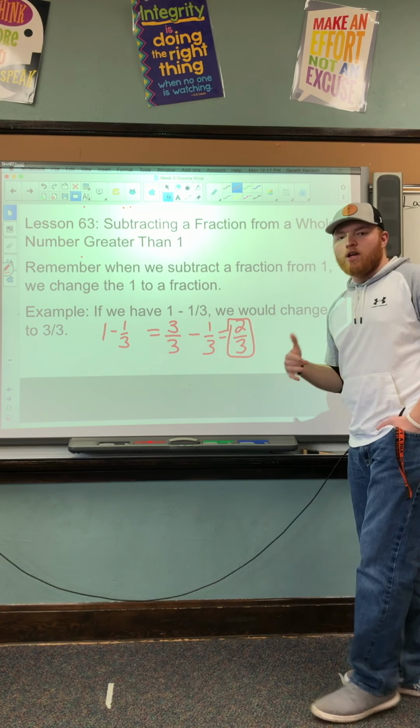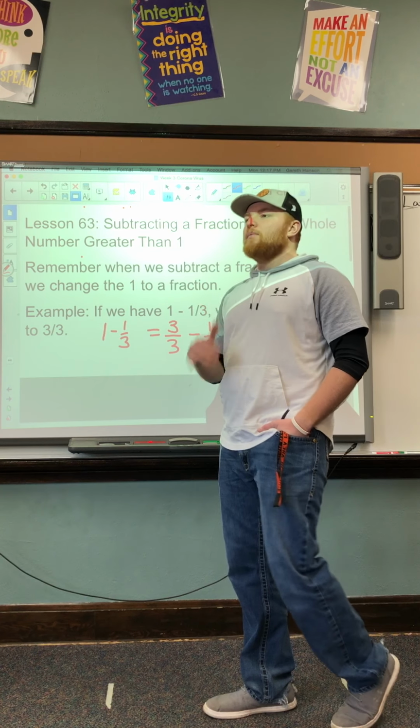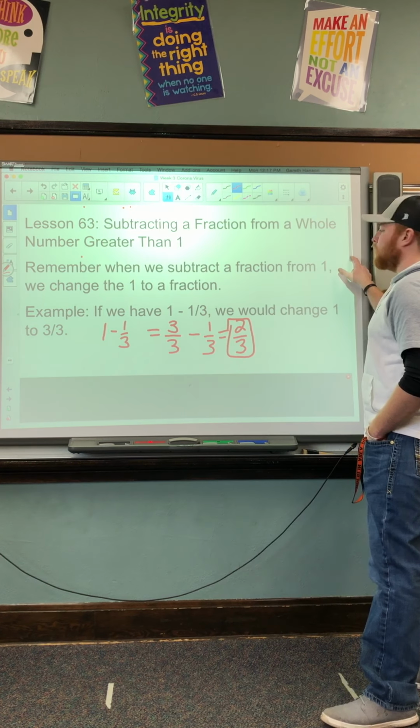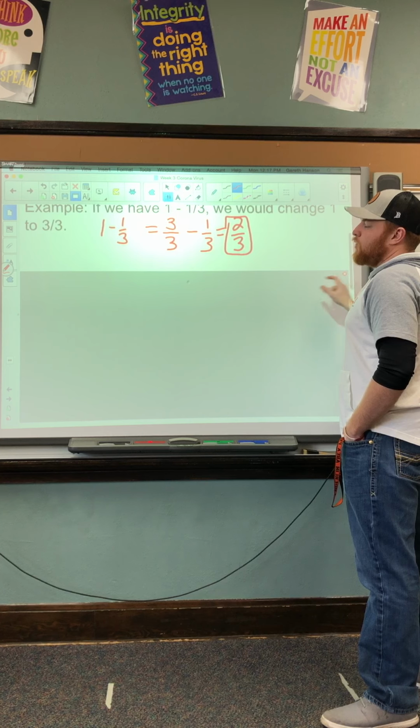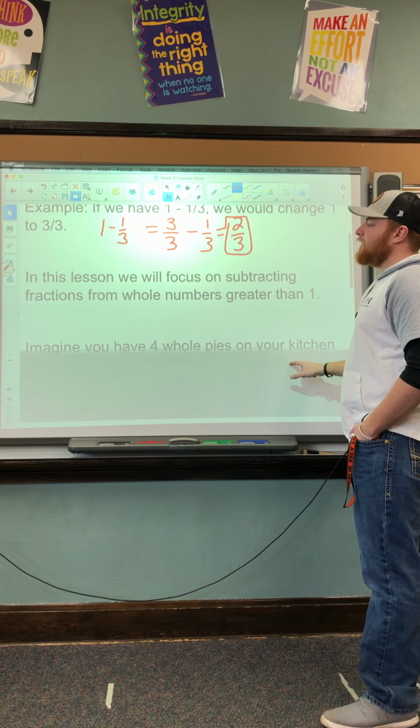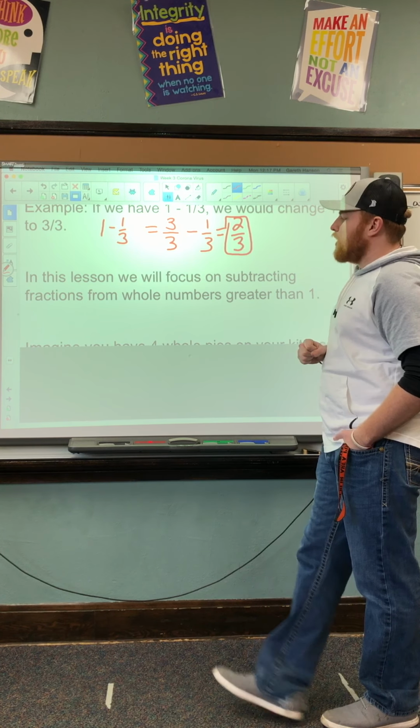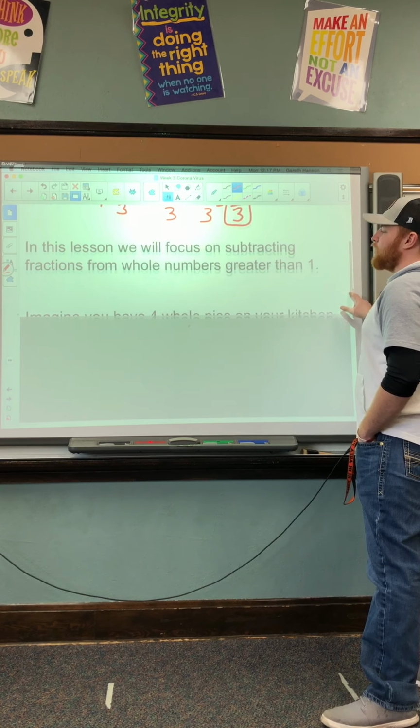So a little review there. You can't subtract a fraction from a whole number directly. You have to change that whole number to a fraction or a mixed number. Okay, in this lesson, we will focus on subtracting fractions from whole numbers greater than 1.